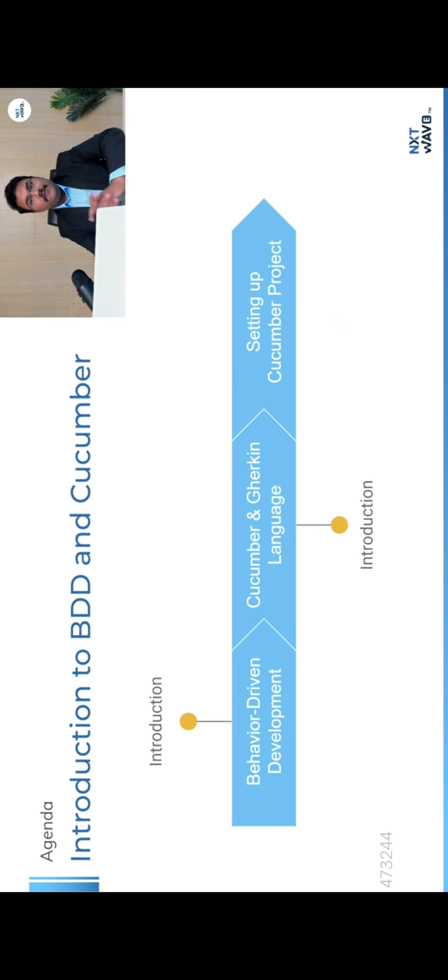And in this particular session, we'll first learn about something called behavior driven development, or simply put BDD. Okay, and then we'll look at a new framework called Cucumber. Basically, it's also a tool, and we'll also look at the language needed for using this particular thing called Cucumber, and the language is called Gherkin.